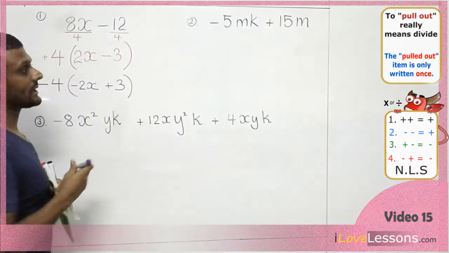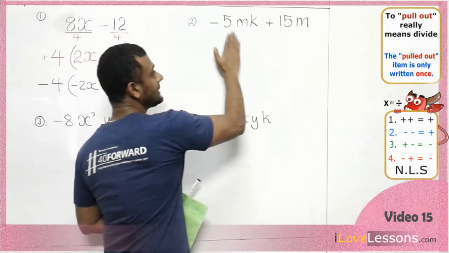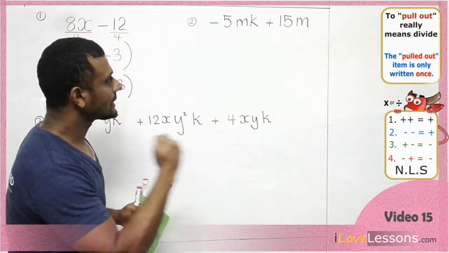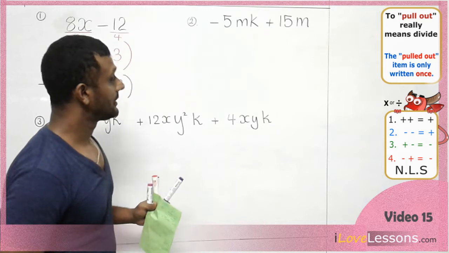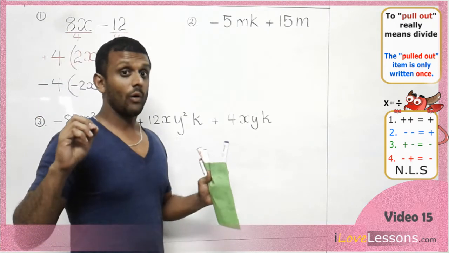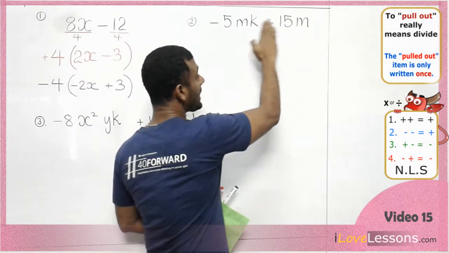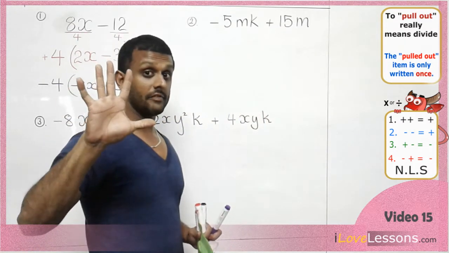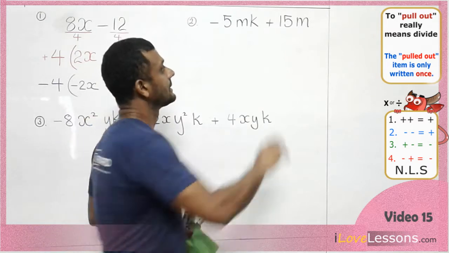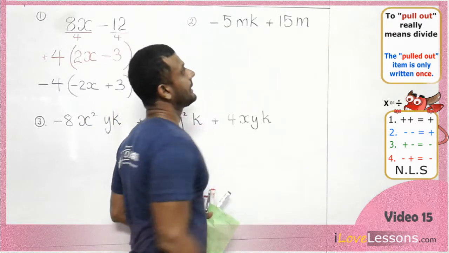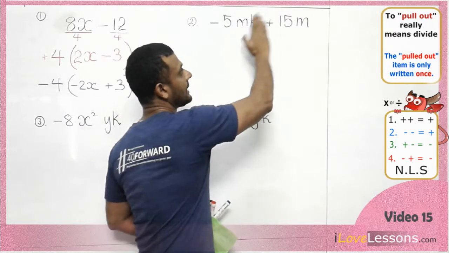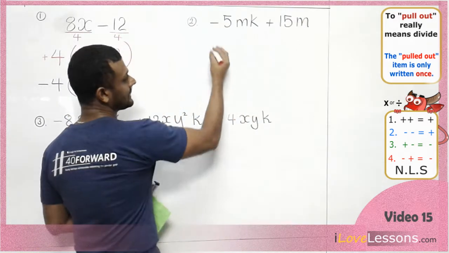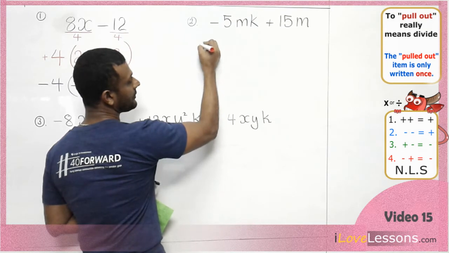So, let's try another question here. Here we have minus 5mk plus 15m. Ask yourself, what's the same between all of them? First of all, both of them can be divided by 5 and not leave a remainder. So one of the factors is definitely 5. But look at this. Both of them have an m. He has an m and he has an m. So when I'm pulling out an item, I think I would choose to pull out 5m.